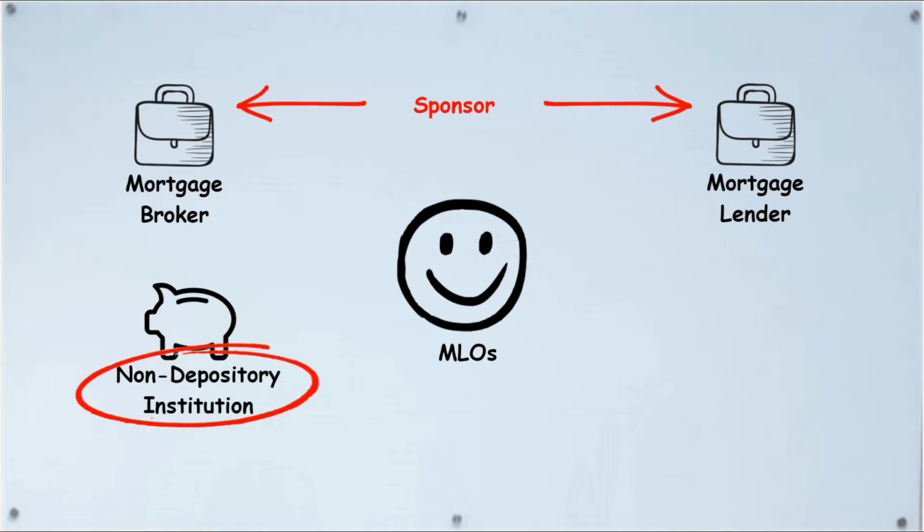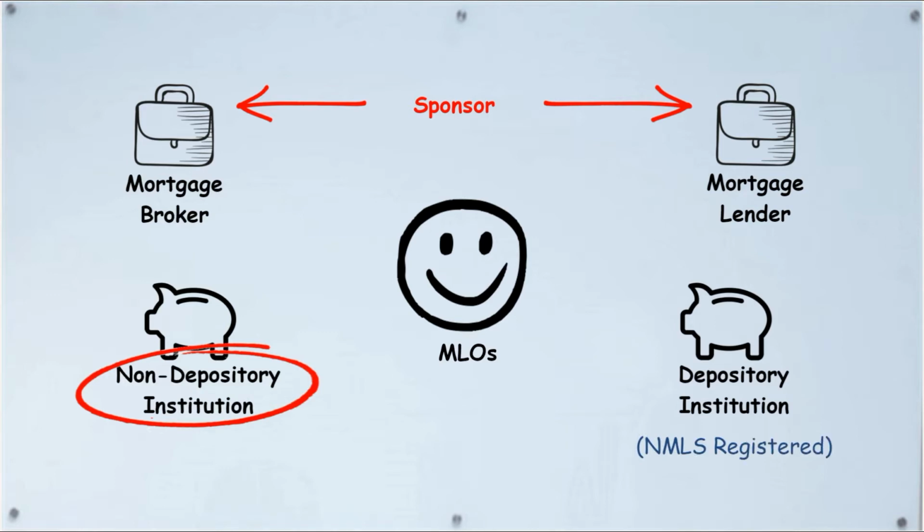As a reminder, MLOs that work for a depository institution are registered with the NMLS only, while MLOs that are employed by a non-depository institution are registered with NMLS and are also state licensed. An MLO may only be sponsored by one entity at a time, and the unique identifier number of the MLO is attached to the sponsor.